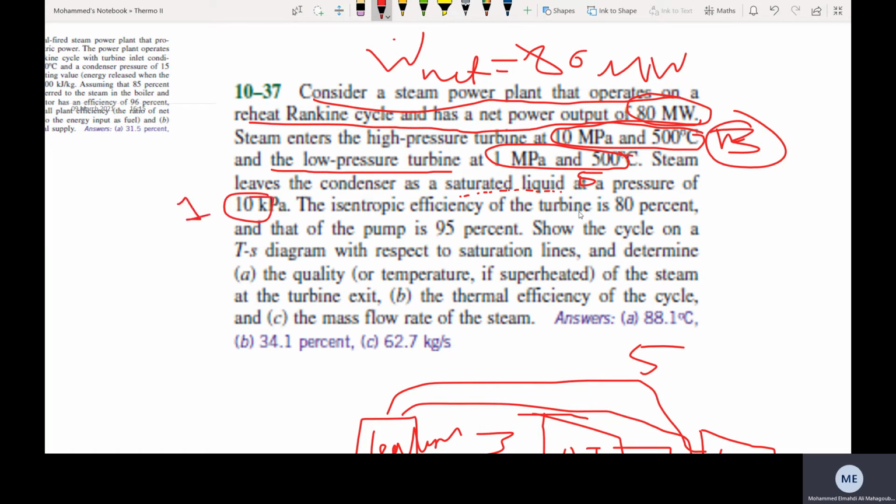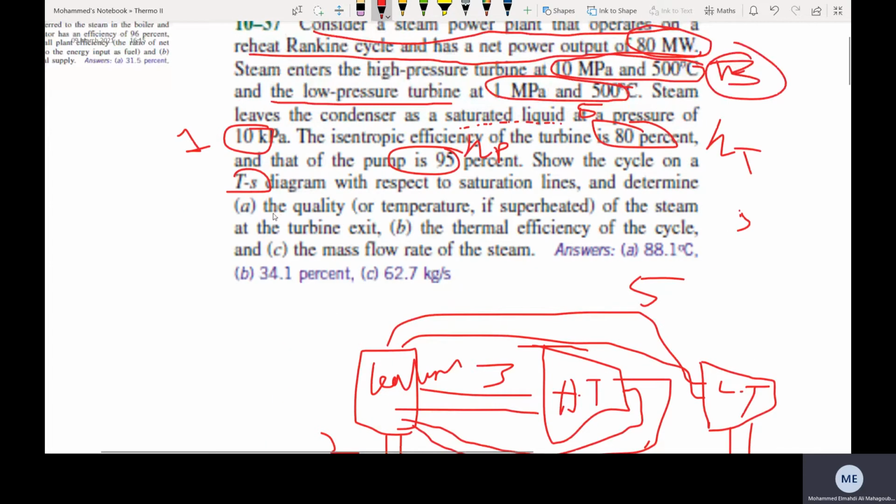of point 1. The isentropic efficiency of the turbine is 80%. This is the isentropic efficiency of the turbine. This is the isentropic efficiency of the pump. Show the cycle on the TS diagram with respect to the saturation lines, okay, and the dotted lines, of course, the actual ones, and the actual and the real ones, okay. Oh, sorry, the isentropic ones.